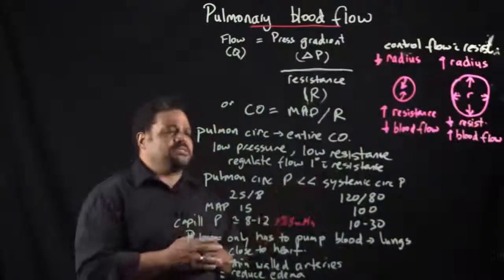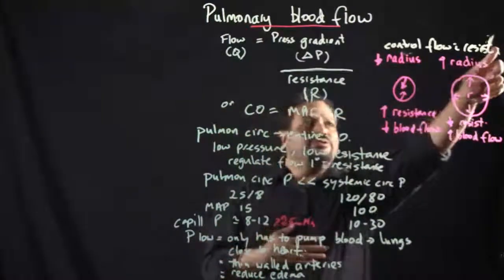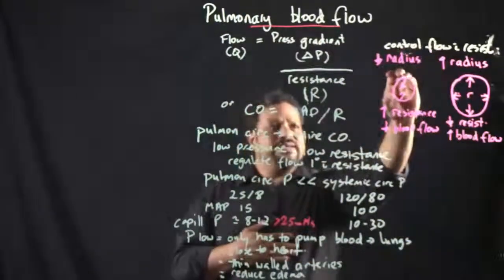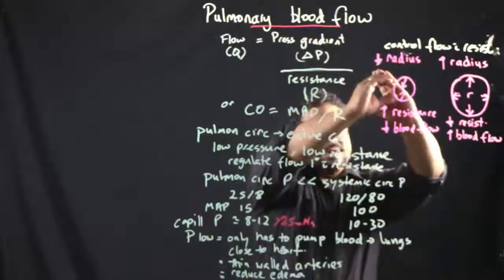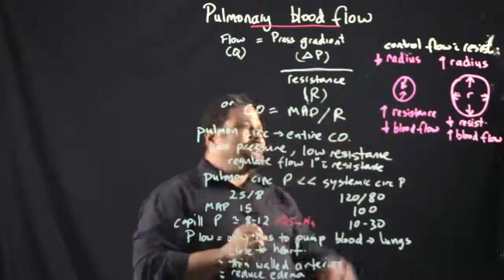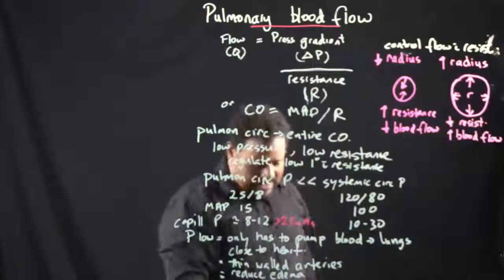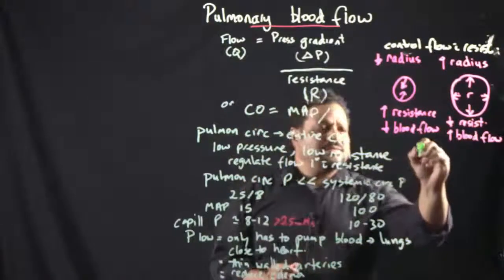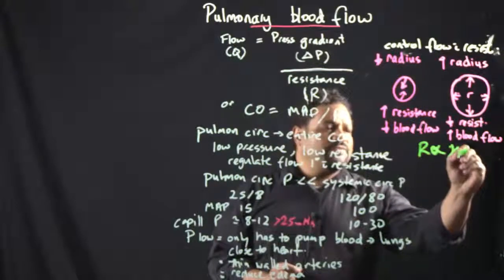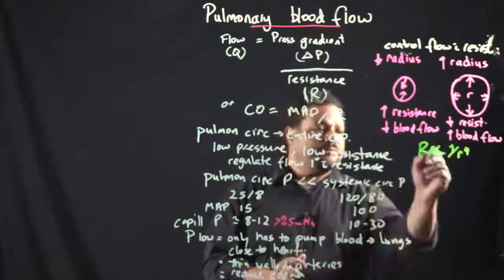So how does the pulmonary circulation regulate the blood flow? It does it primarily through resistance, and that relates to this equation here. If you decrease the radius, you can see that arteriole getting narrower, you're going to increase the resistance and reduce the blood flow. If you increase the radius, you're going to decrease the resistance and increase blood flow. And if you recall, resistance is proportional to 1/r⁴. Okay, resistance is proportional to 1/radius to the 4th power.